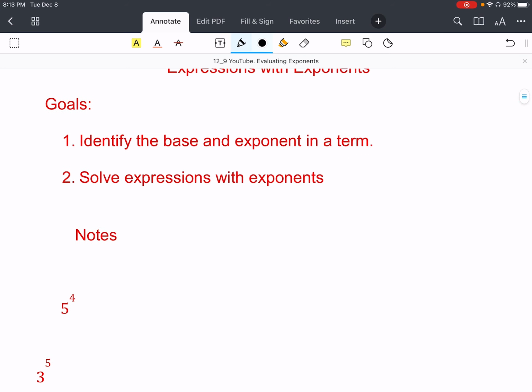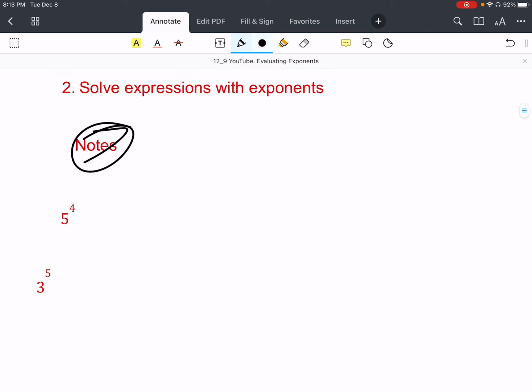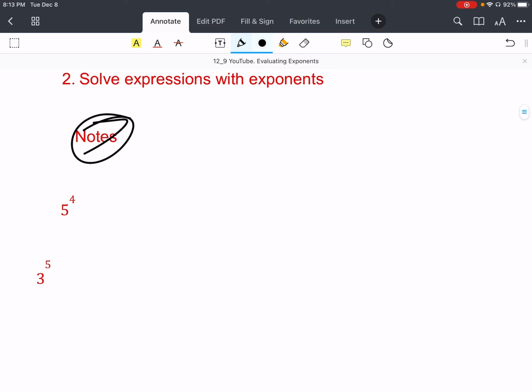So my notes got a little wonky, but that's okay. So we are going to look at two examples. I'm not sure why the formatting turned out like this, but it shouldn't be a big deal. So for example 1, we have 5 to the 4th power. And I'm going to rewrite this a little bit bigger. So 5 to the 4th.